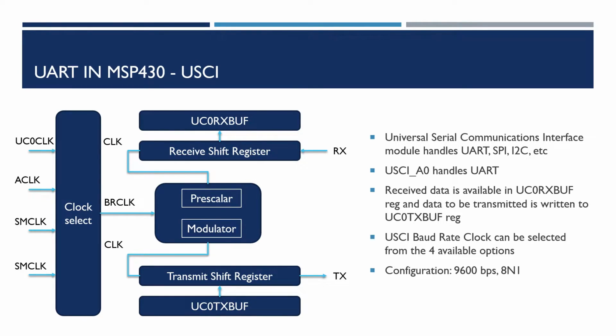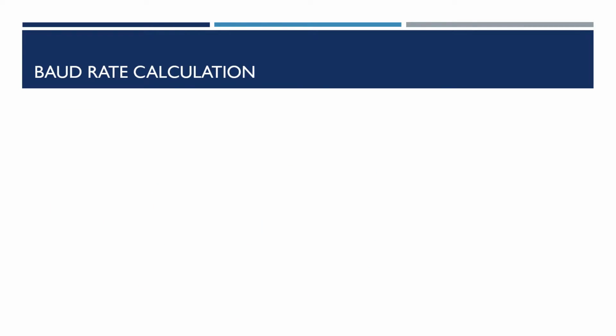Before that, let's look at the configuration that we've used. We've used a 9600 baud rate, and we've used 8N1, which is nothing but 8 for 8 data bits, N for no parity, and 1 for 1 stop bit. So that is the configuration that we'll be using. Now let's look at the baud rate calculation. This is going to be a little tedious.